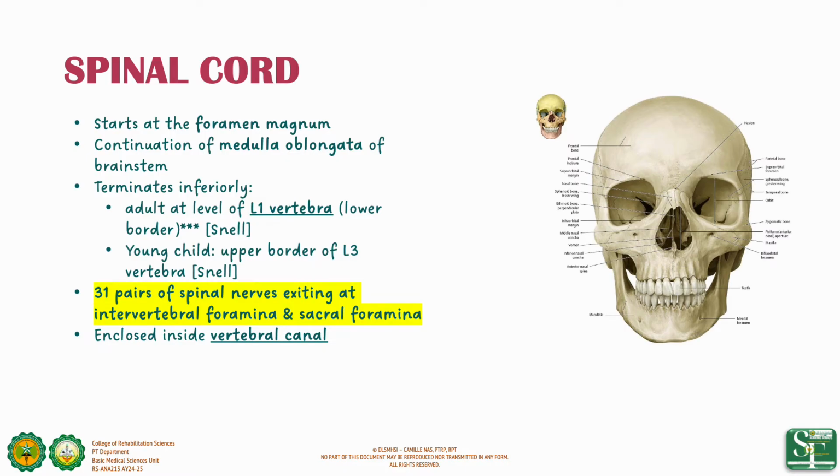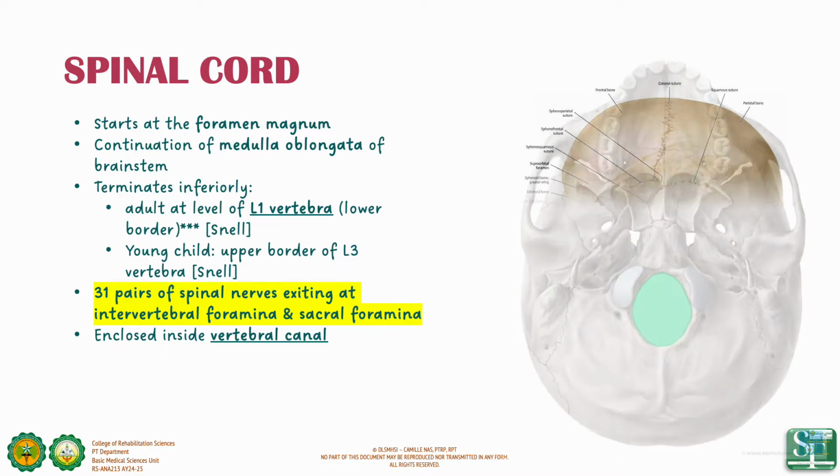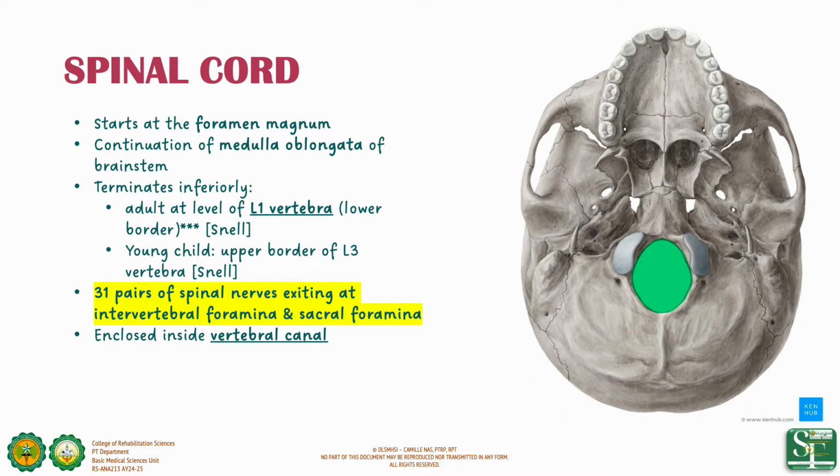Okay, so just a recap lang of your anatomy of the skull. So in this view, this is anterior view. Can we see the foramen magnum? Yes or no? In this view, we cannot see the foramen magnum. How about in the lateral view? Kaya na ba? Can we appreciate the foramen magnum? Still no. Okay, how about this one? Eto na, kita na natin siya. Yung butas na yan, yung highlighted na green part there, that's your foramen magnum. It's the biggest opening, no, in our skull. So that's your foramen magnum.